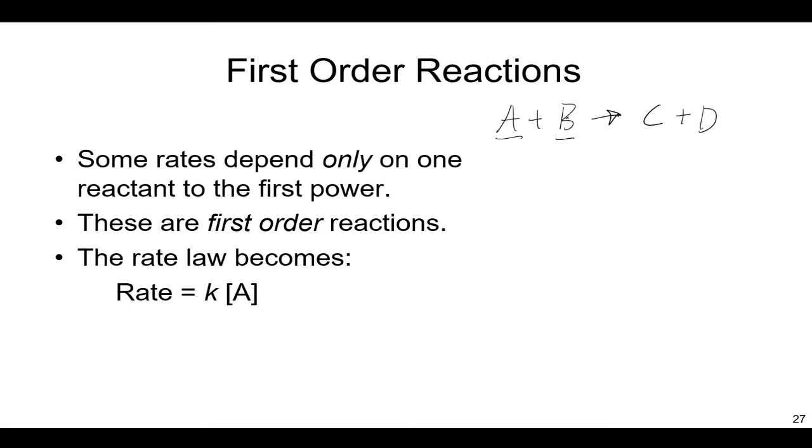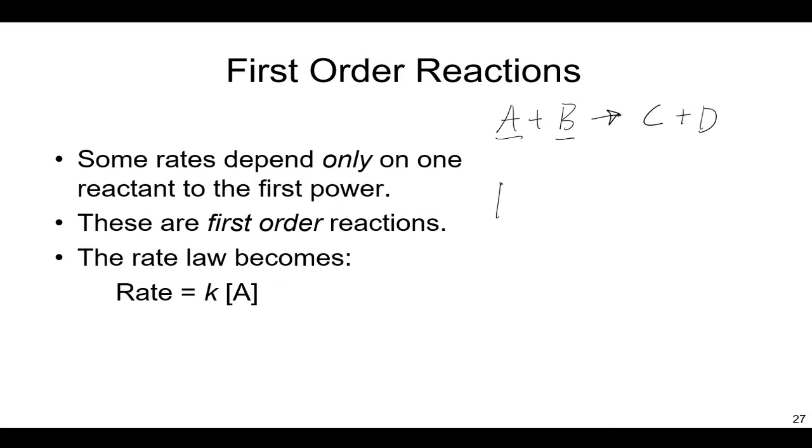But when you do the experiments, a lot of reactions fall into a couple different types of reaction orders. First order reactions or second order reactions are very common. So we're going to discuss first order reactions today, and then in the next lecture will be second order reactions. So some reactions, no matter what they look like when you write them and balance them overall, have rate laws that will only depend on a single reactant to the first power, and these are first order reactions.